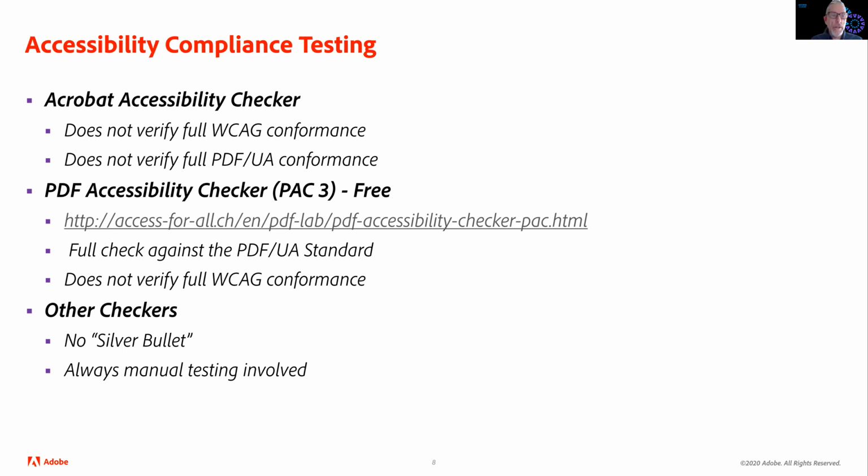The PAC3 checker will check fully against PDF UA. It will not verify full WCAG conformance. Again, there is manual testing to do, and it will not automatically guarantee that you've met PDF UA because there is manual checking to do. So the thing to take away from this really is there is no silver bullet.